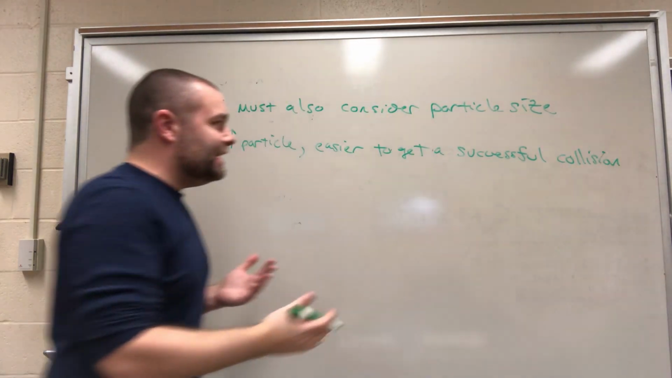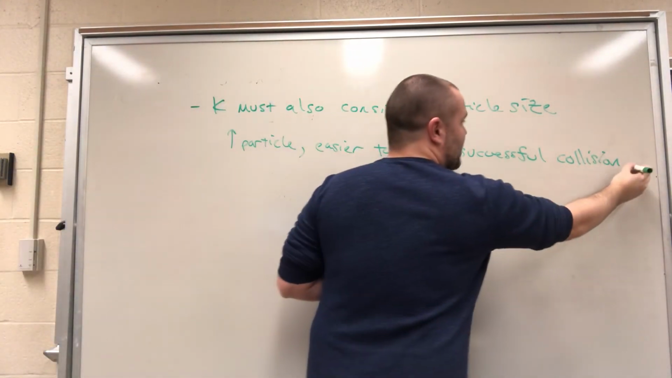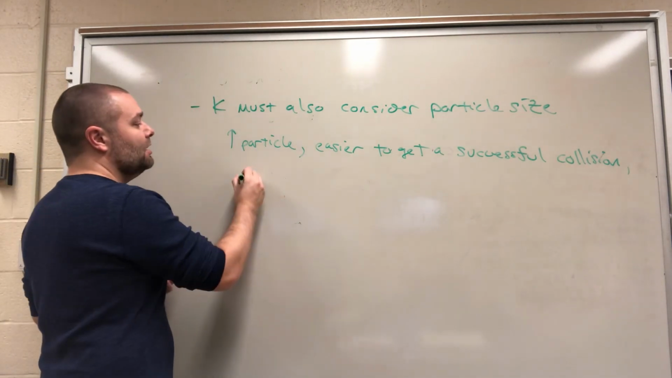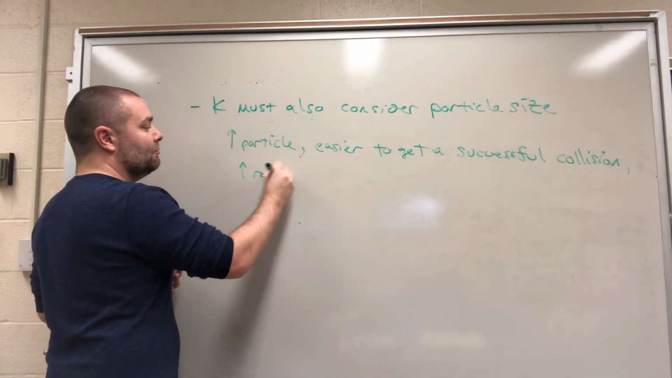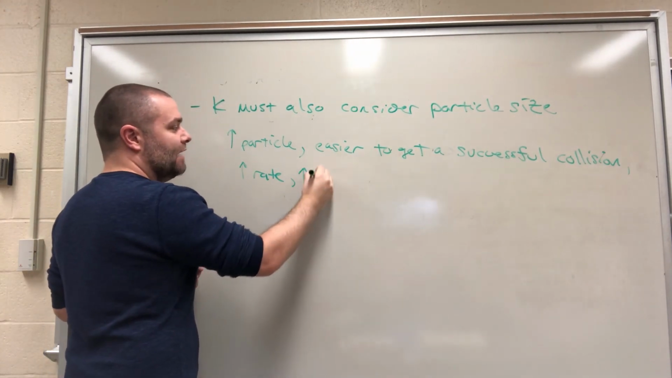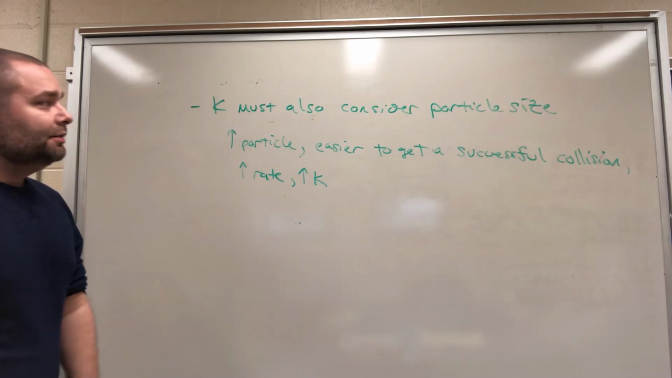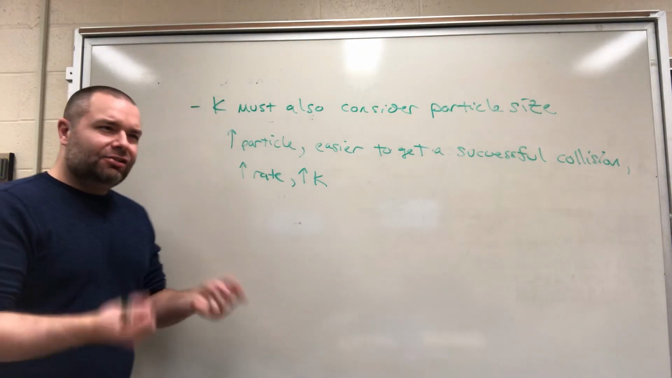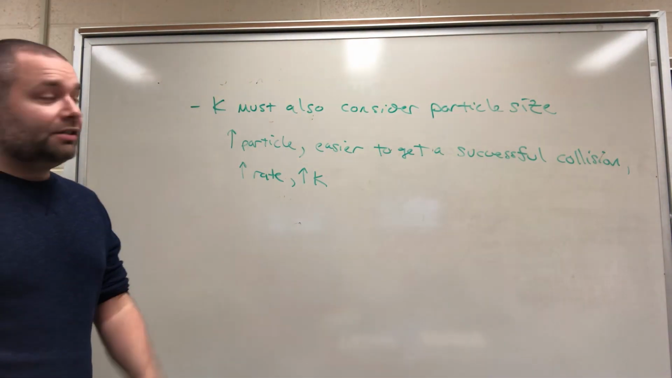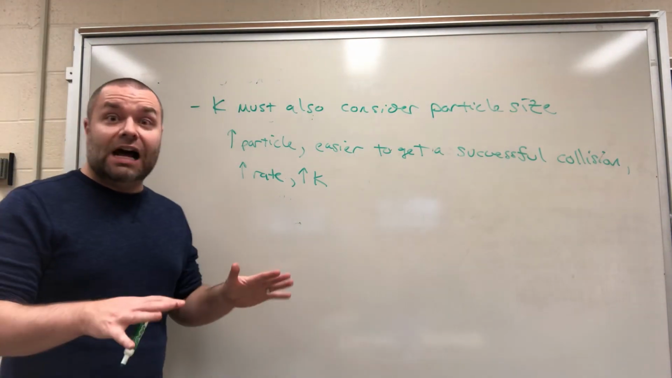And if it's easier to get a successful collision, then think about what has to happen. If it's easier to get a successful collision at a fixed temperature, then what you're going to have is an increase in rate. And again, rate is proportional to K, so you would have an increase in K. So not only do we have to have energy considerations inside K, but we also have to have collision information inside K as well in terms of size, right?